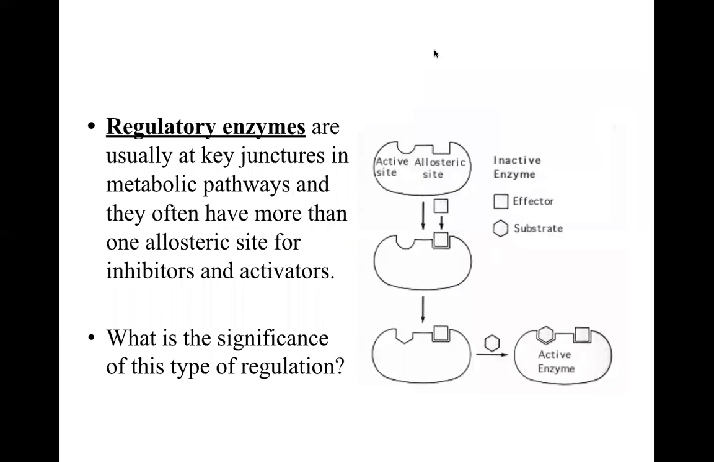Regulatory enzymes are usually at key junctions in metabolic pathways. And regulatory enzymes usually have more than one allosteric site. It's not just one, there's usually multiples. And some of them are activating sites, some of them are inhibitory sites, because cells want to be able to fine tune. It's not all or nothing. They can just fine tune the activity of an enzyme.